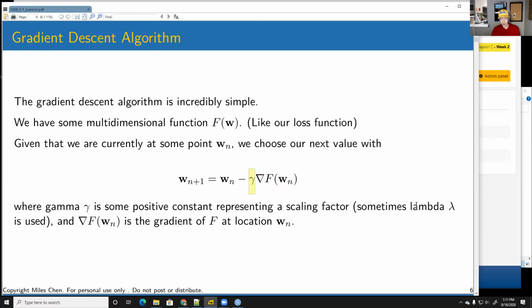This gamma here, and sometimes we will see a lambda value, is just a scaling factor. It's a positive value, and often it is a value less than 1. Oftentimes, not always, the gradient is a very big value, the magnitude of the gradient is quite big. So we just scale it down. Remember the gradient is a vector, and if you multiply it by a small scalar, you're just shrinking the size of that arrow. The direction is still the same, but you're shrinking the size of the arrow. So all we're doing is taking our current value and subtracting off the gradient at that location.